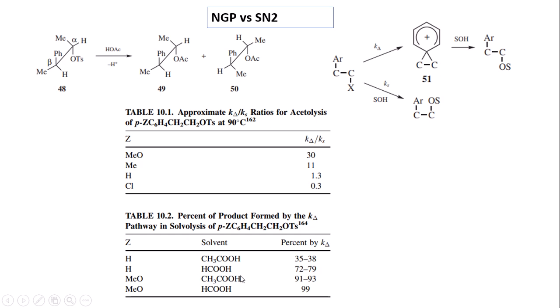Similarly, the solvent can also affect the NGP reaction as well as the SN2 reaction. Different types of solvents are used for substitution reactions. In acetic acid, the NGP reaction is 35 to 38%, but in formic acid, that increases. That is, with increasing polarity as well as decreasing nucleophilicity of the solvent, the NGP reaction is more favorable compared to the substitution reaction, that is, the SN2 reaction.